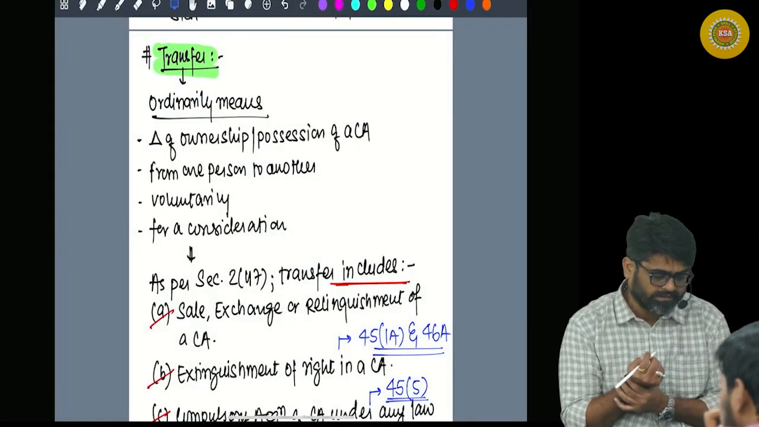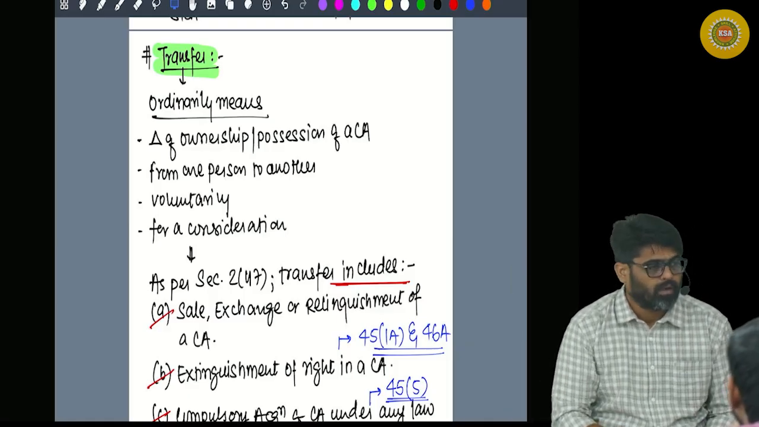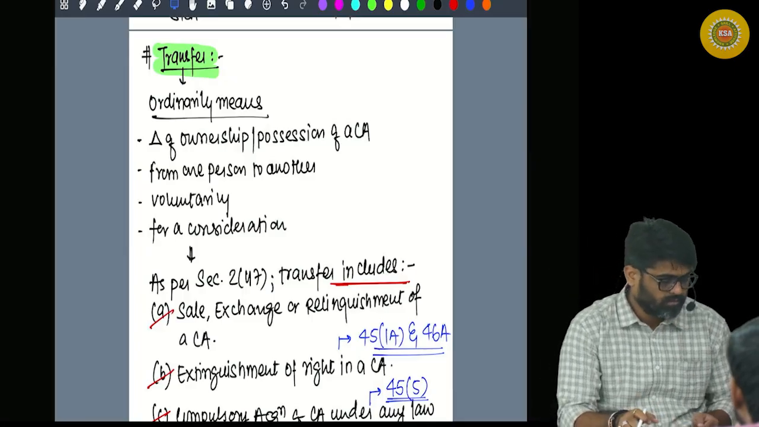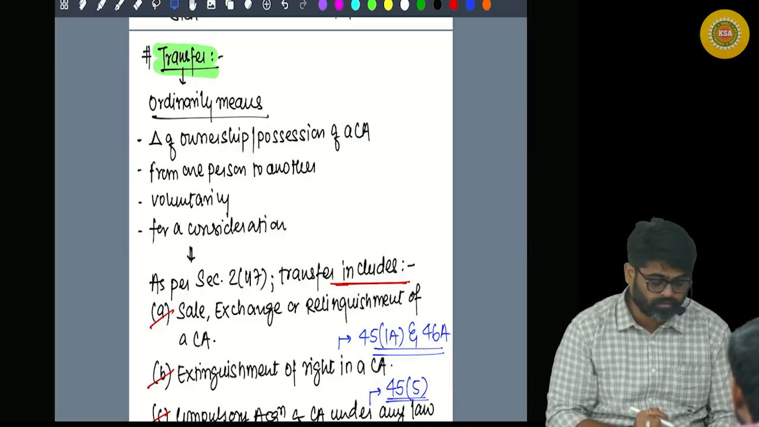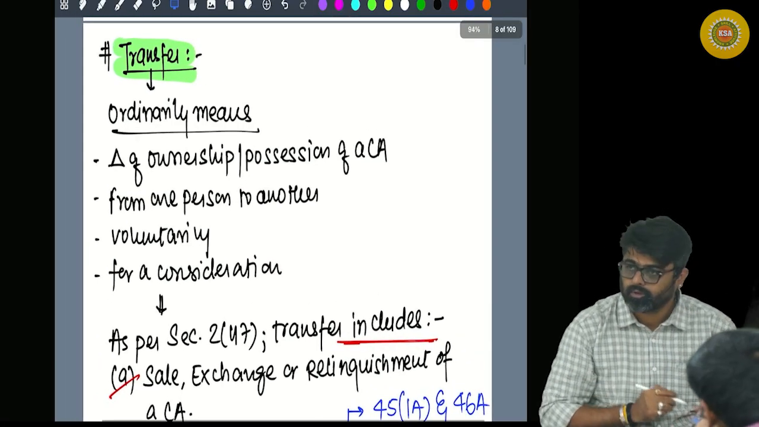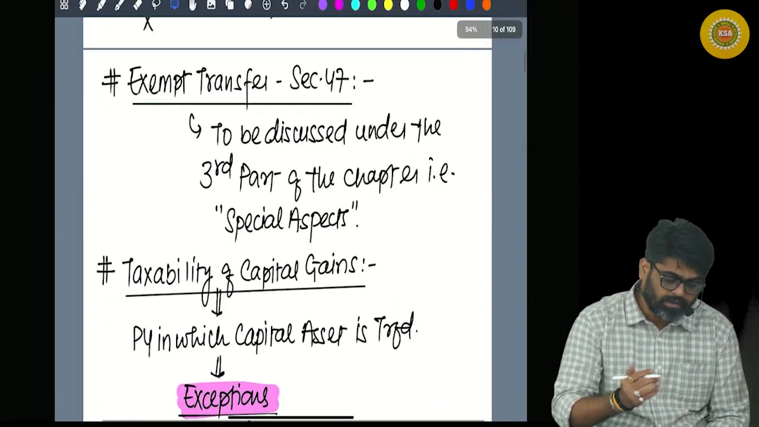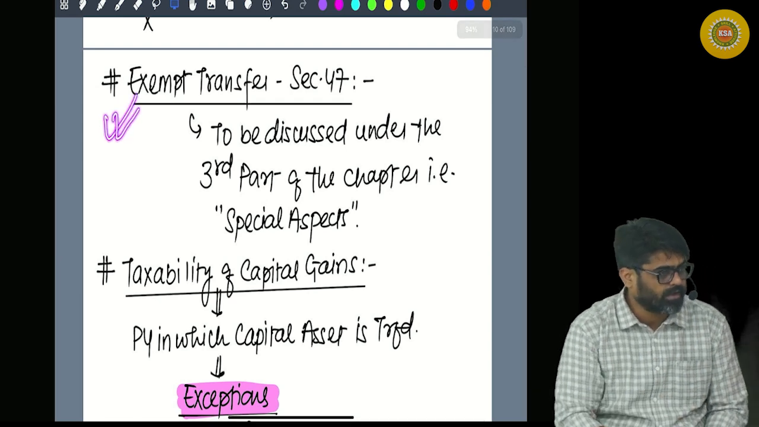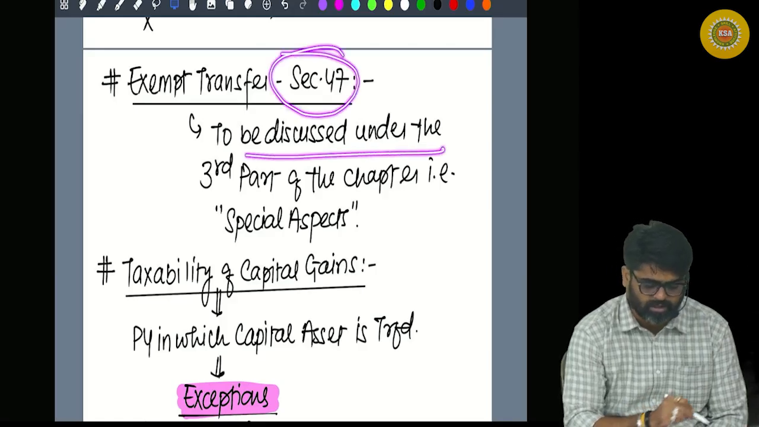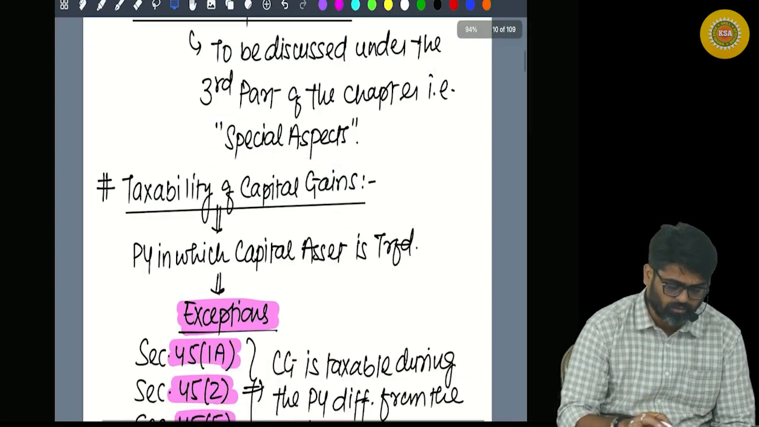Okay. Last lecture we started capital gains. Today we are going to continue with capital gains. We did the definition of capital asset, then the definition of transfer. Then I told you that there are certain transfers which are exempt transfers, given in section 47. But we will discuss these exempt transfers under the third part of the chapter, that is special aspects. Separately we are going to discuss them.